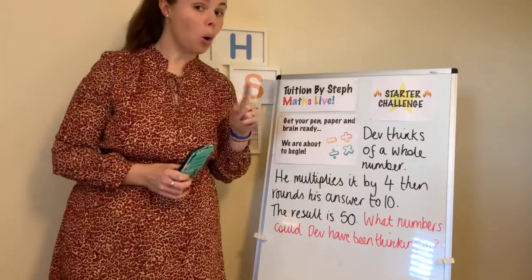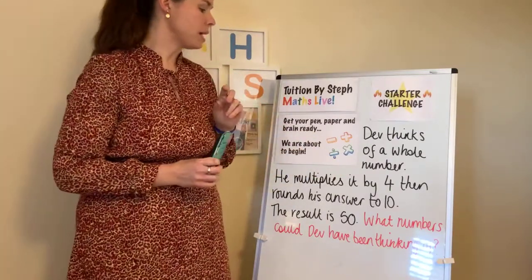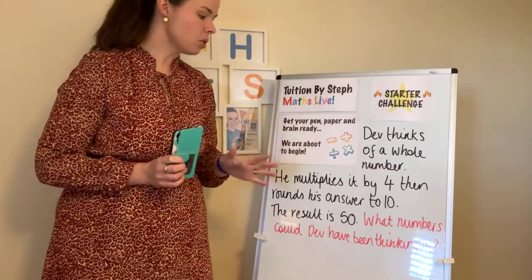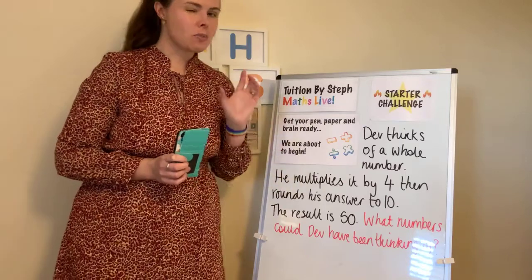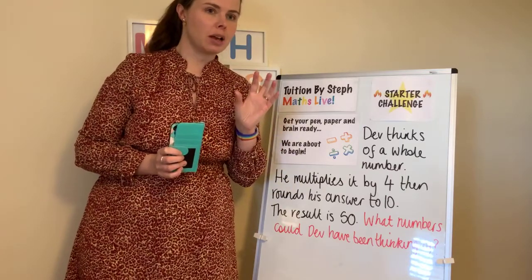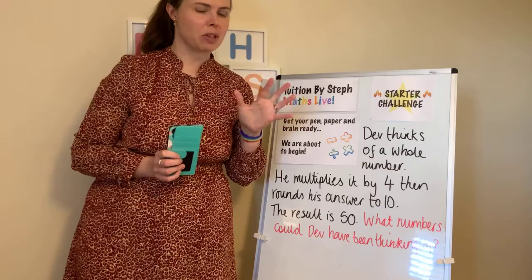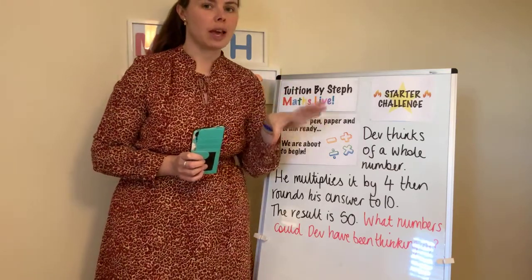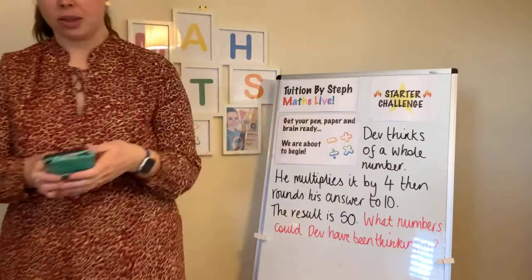Here's your challenge to start. Dev thinks of a whole number. He multiplies it by 4, then rounds his answer to 10. The result is 50. Now, rather than it being one singular number, there are a couple of numbers, 2, 3, maybe, that Dev could be thinking of. What could they be? Have a go at that.